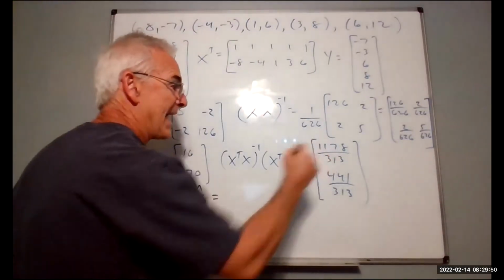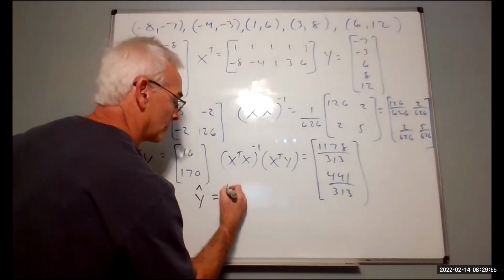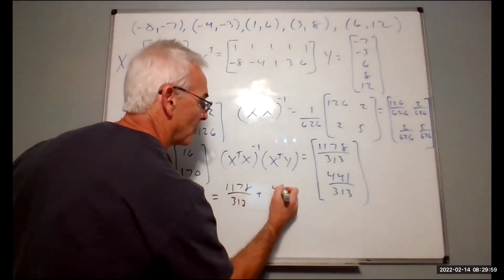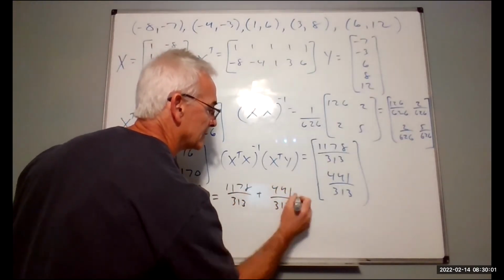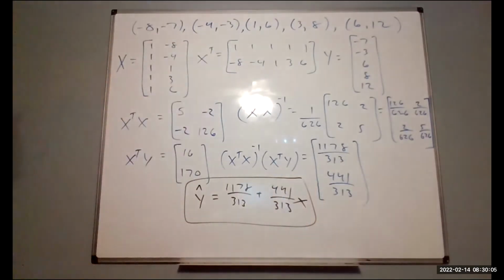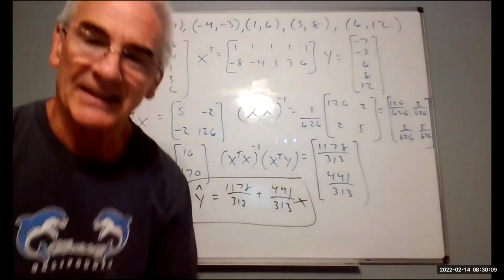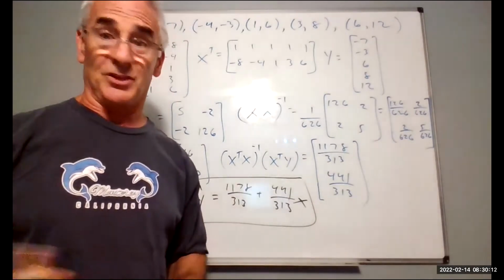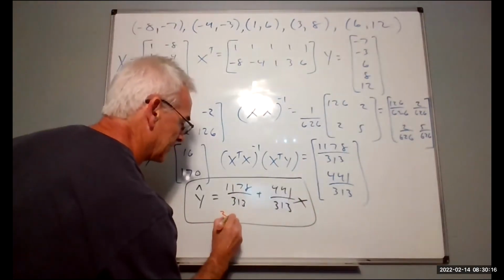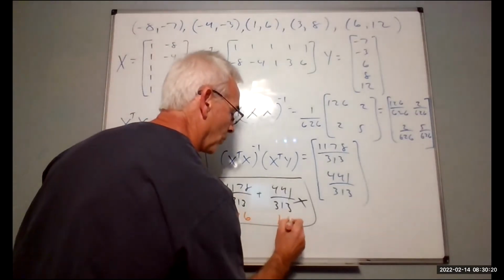Now, that right there, the first number is the y-intercept value. So I write 1178 over 313 plus 441 over 313 times x. I'm not estimating the x's, I'm estimating the y's. This is my line of best fit. Now, is it a good idea to calculate these values as decimal values just so you have an idea? Sure, sure. This first one is about 3.76. The second one's about 1.41.